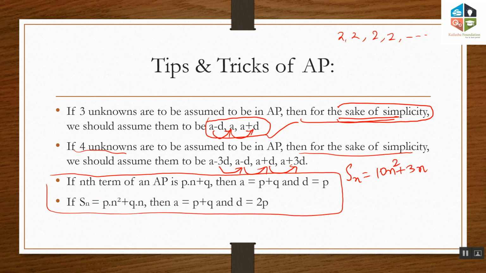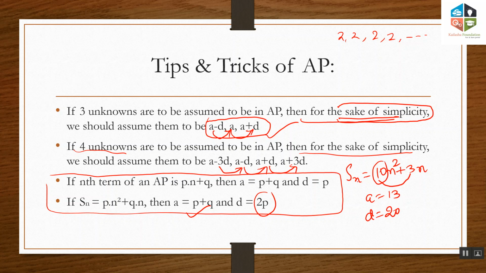10n square plus 3n. Sum of an AP is always of the form Pn square plus Qn. And first term is 13, and D is 2P, not P, 2P. So D is 20. How about that?